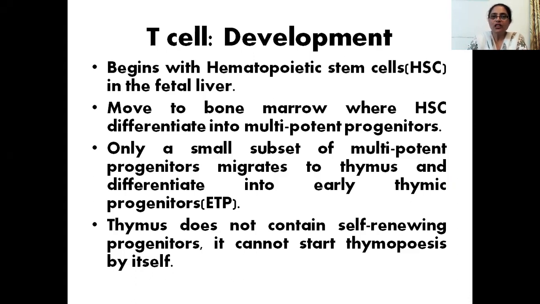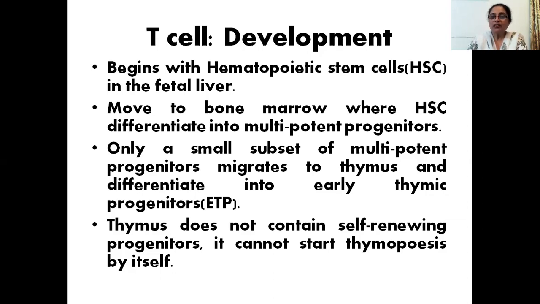It begins with hematopoietic stem cells, which travel from the fetal liver to the bone marrow. Here in the bone marrow, they differentiate into multipotent progenitors, and only a small subset of these multipotent progenitors migrate towards the thymus and differentiate into early thymic progenitors.